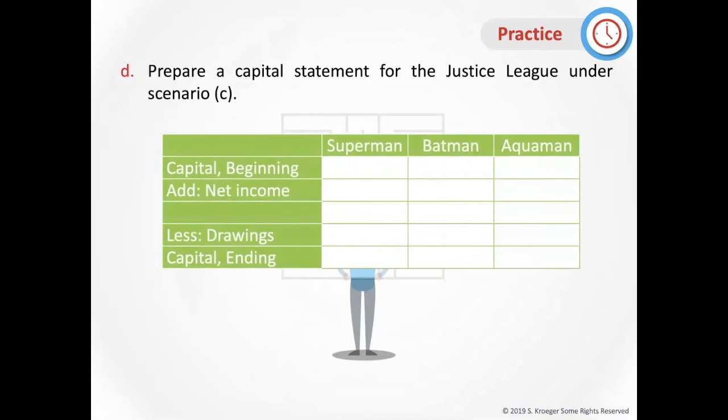This is what the capital statement looks like. For the three different partners, we have the beginning capital. We're going to add our net income to it and then total it. And then we're going to subtract the drawings to arrive at the ending capital balance. To start with the beginning capital, that comes from the beginning part of the problem.